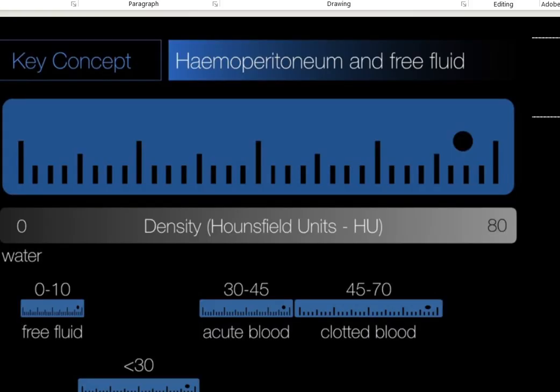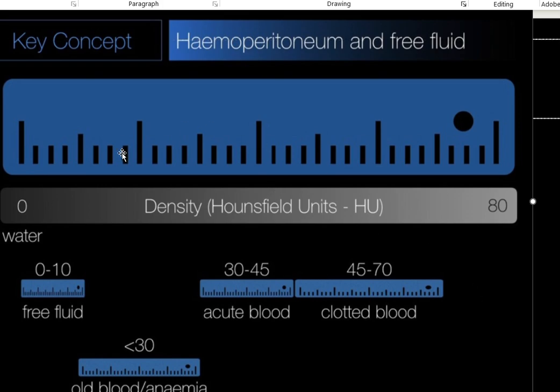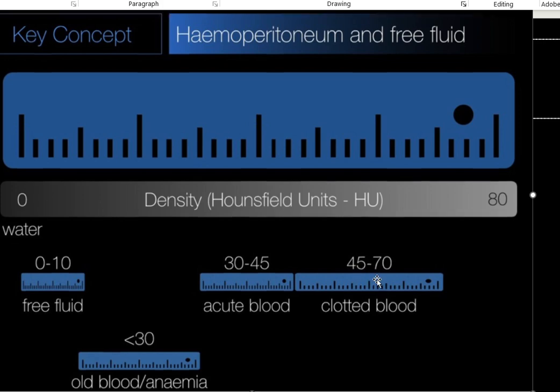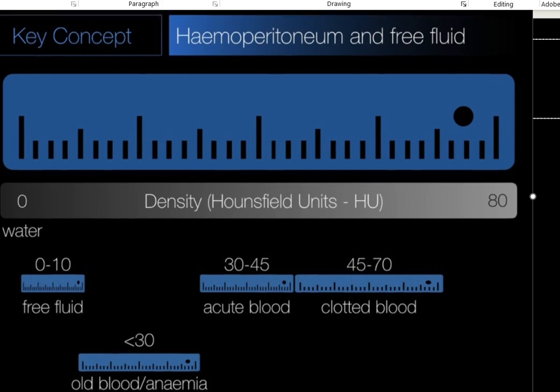So just summarizing, this was a case of hemoperitoneum. What is important is knowing the Hounsfield unit. If it is free fluid, it will be 0 to 10. As we know, water has a Hounsfield unit of 10. If it is acute blood, it is 30 to 40, and clotted blood will be slightly more, 45 to 70. Again, old blood or anemia is less than 30. What is important to remember is free fluid is 10, acute blood is 30 to 40, and clotted blood is 70.